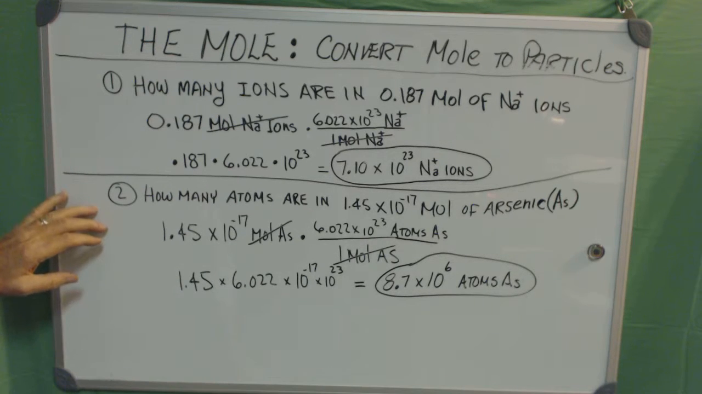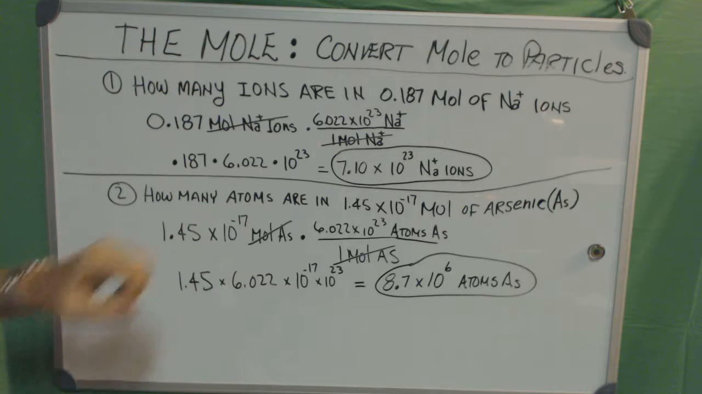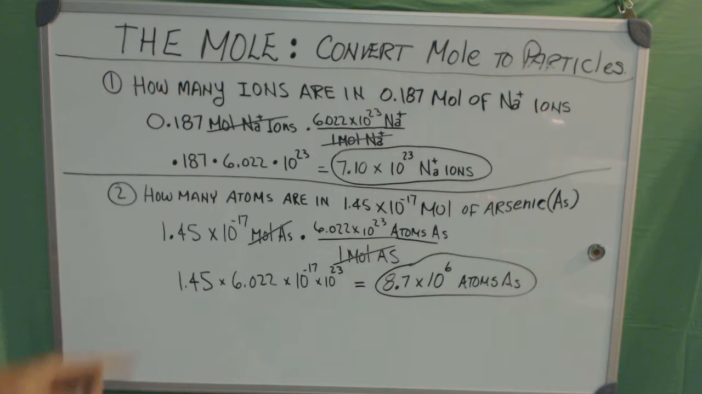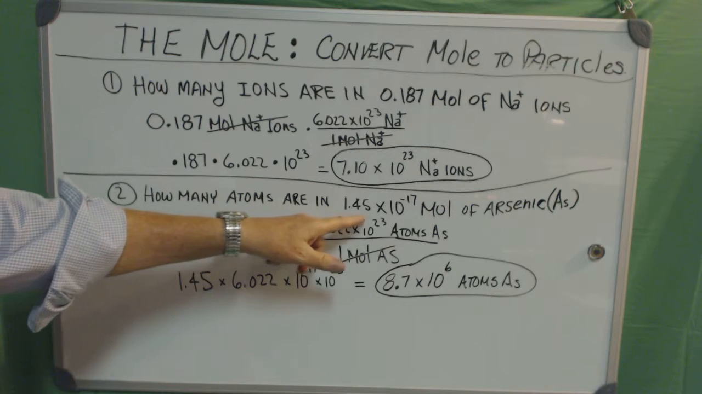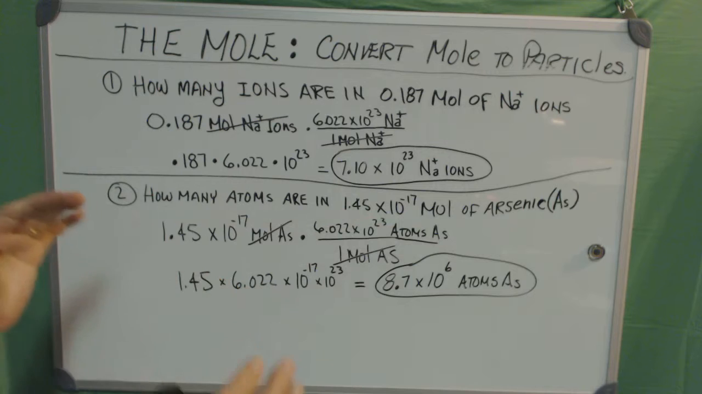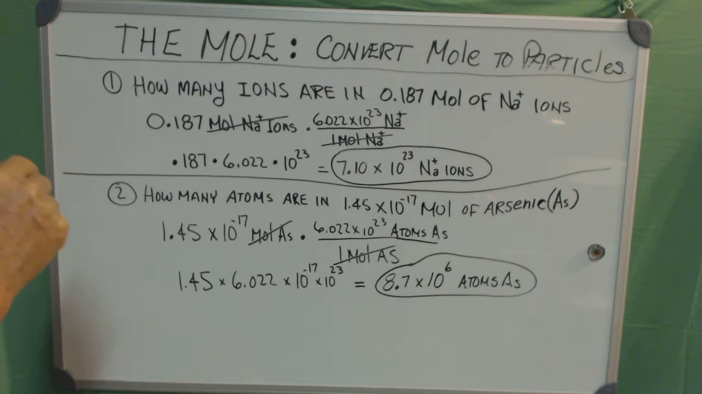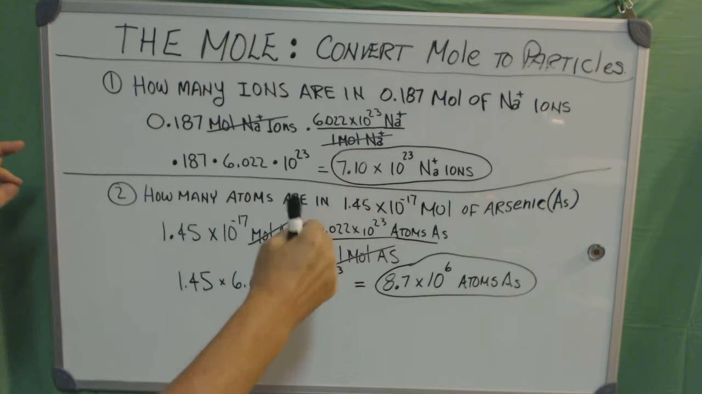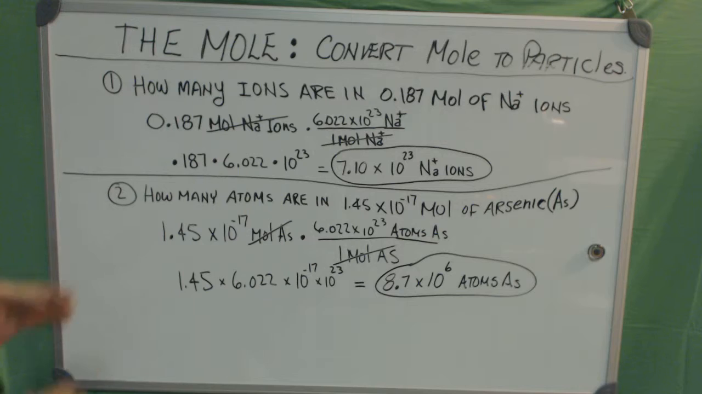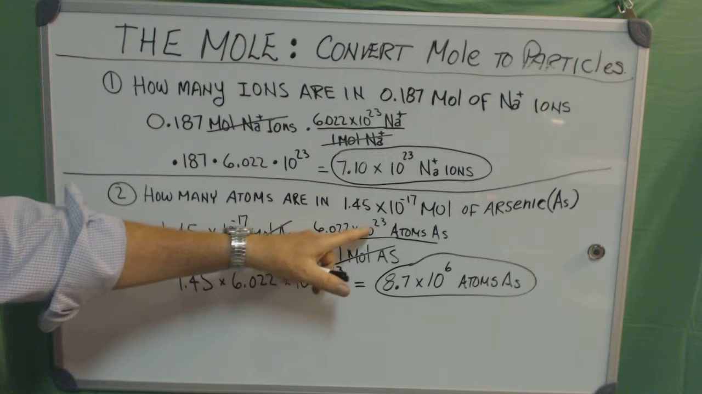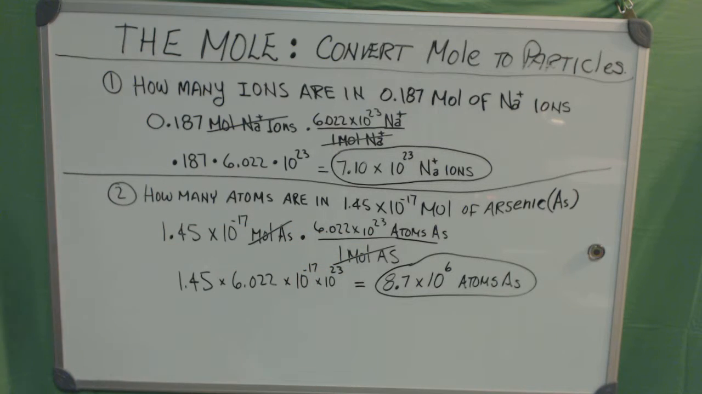Number 2 is done in the same manner, except we might see a little funny thing here. The question is how many atoms are in 1.45 times 10 to the minus 17 moles? This is going to be a small number, 17 zeros and then the 145. So that's a small positive number. I'm going to take a small part of the mole, so it should be something less than a mole. Remember, the mole is 6.022 times 10 to the 23rd, so it should be some number less than that.